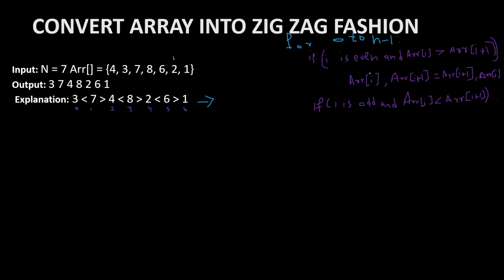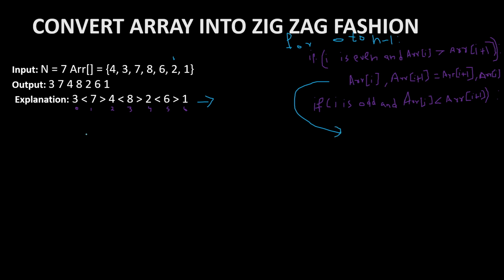So in this loop, what we are saying is: if i, which is the index, is even, we check if that value is greater than its rightmost value or not. Only if it is even. In odd, it is opposite. We check if it is smaller or not. In both cases, we just swap those values. If the condition is false, then we don't do anything in the loop.